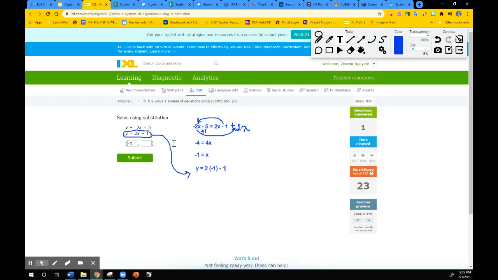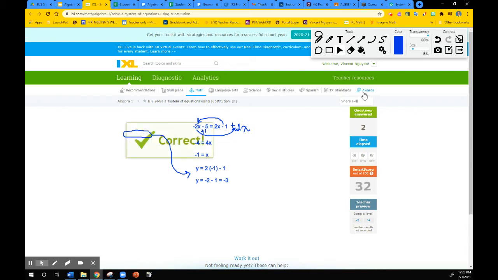That's my second equation right there, okay? And I'm going to work this out, and I will get y equals 2 times -1 is -2, and then -1, and that is going to give me -3. So think of it as -2 and -1 together will give you -3. So I got my second answer, -3.